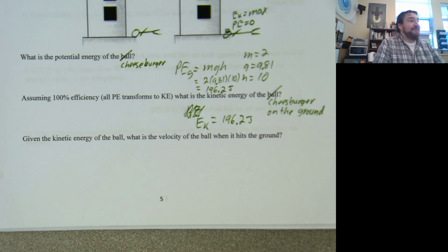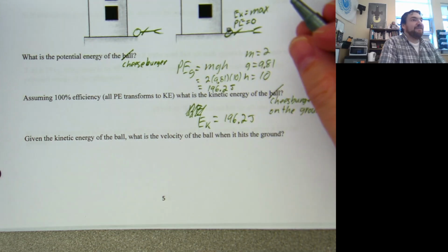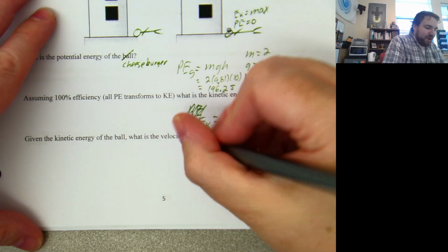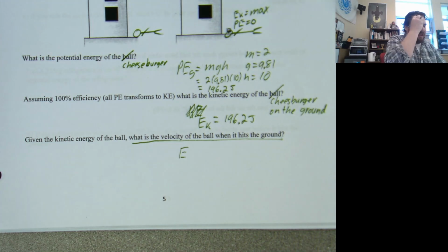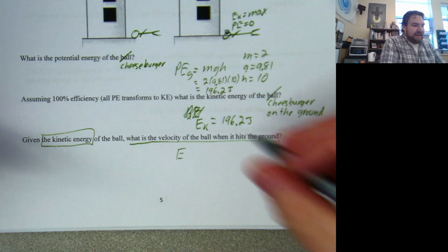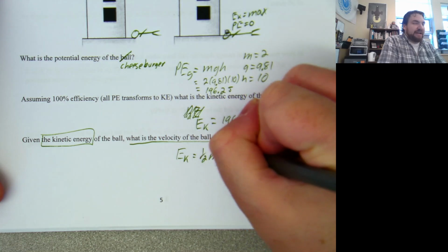So now the question is, how fast is this cheeseburger going when it hits Jedediah in the face? Here we go. And can he eat it fast enough so that he just eats it as it comes down? Probably not. We want to find out what is the velocity of the ball when it hits the ground. And it starts with given the kinetic energy. So this is an EK equals half mv squared kind of situation.